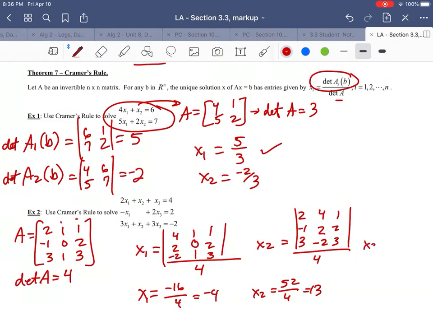And finally for x3, I bet you can guess, I'm going to replace it in the third column. So this is going to be 2, negative 1, 3, 1, 0, 1, and the last column is going to be 4, 2, negative 2, determinant of that. And so that one comes out to negative 4 over 4, which is 1. So my final solution is negative 4, 13, and 1.